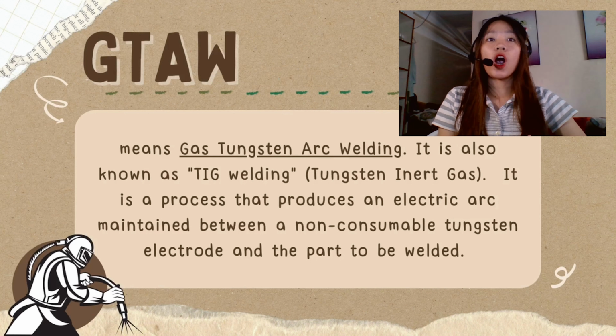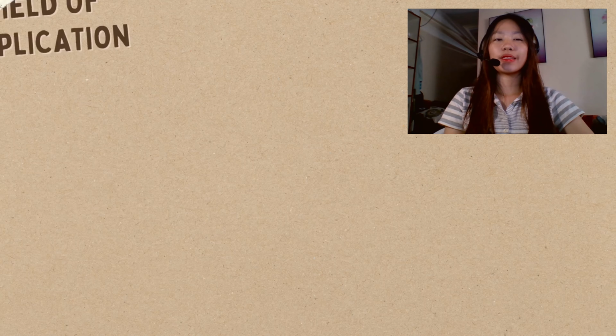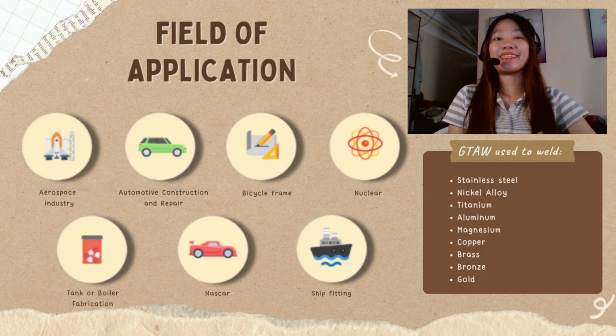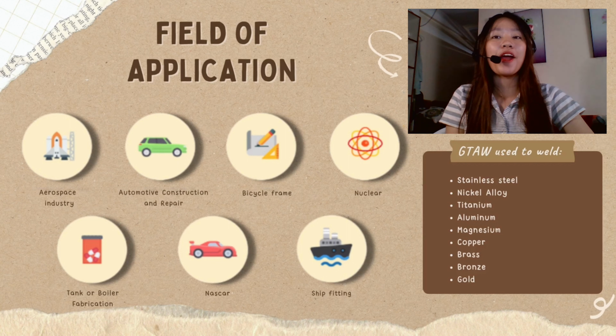Gas tungsten arc welding is a process that produces an electric arc maintained between a non-consumable tungsten electrode and the part to be welded. To give you more details about our topic, gas tungsten arc welding is used to weld steel, stainless steel, nickel alloy, titanium, aluminum, magnesium, copper, brass, bronze, and even gold.